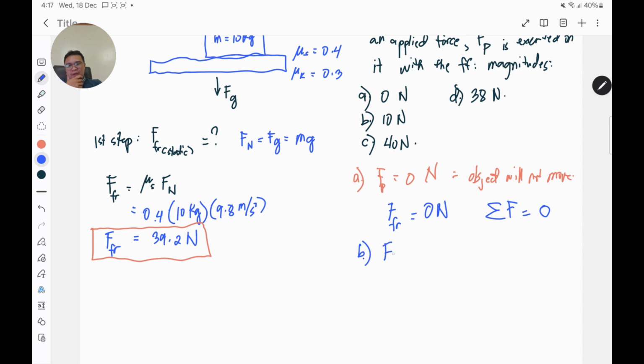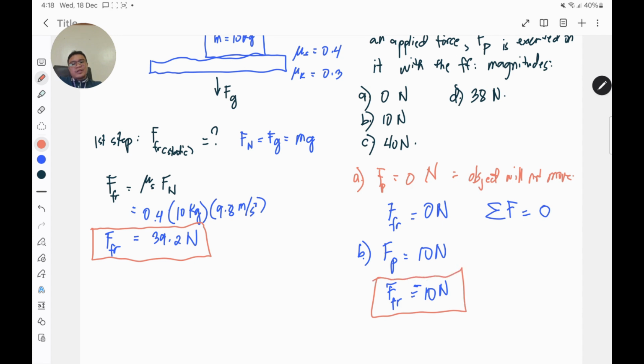For letter B, what if the force applied is 10 newtons? Still the same, because this 10 newton force applied cannot overcome the frictional force due to the static friction, which is 39.2 newtons. So the box will still not move. So our frictional force here should also be 10 newtons, but in the opposite direction. So it is a negative sign. I did not put a negative on the 0 because there is no such thing as negative 0. So this is negative 10 newtons. That is our value for the frictional force in this case.